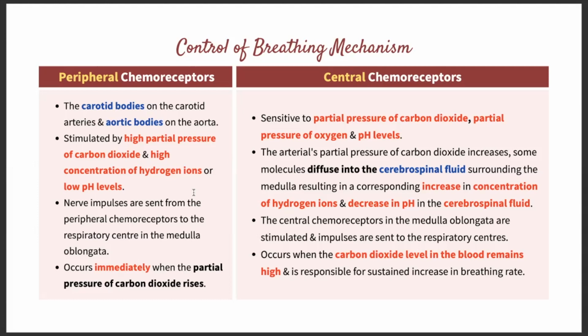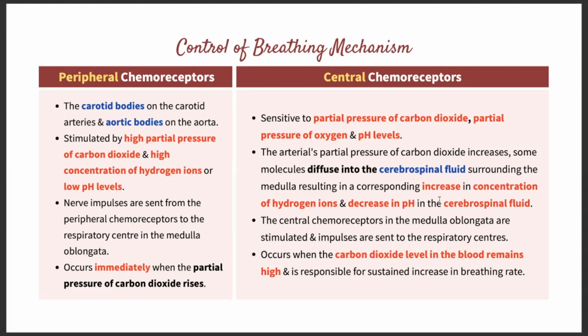Now for central chemoreceptors, they are sensitive to the partial pressure of carbon dioxide, the partial pressure of oxygen as well as the pH levels, but where? The arterial partial pressure of carbon dioxide increases. When it increases, some of the molecules diffuse into the cerebrospinal fluid surrounding the medulla. When there's high carbon dioxide, more hydrogen ions are produced, so the pH level will decrease. Because there's just too much already, some of these molecules diffuse into the cerebrospinal fluid, and there is an increase in the concentration of hydrogen ions, which corresponds to a decrease in pH value in the cerebrospinal fluid.